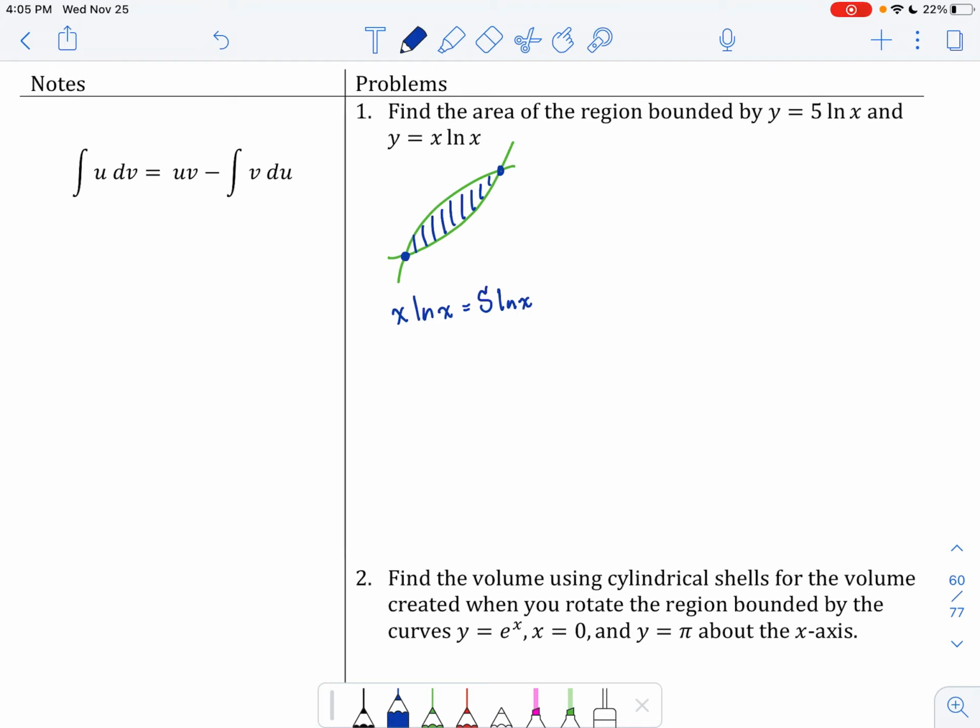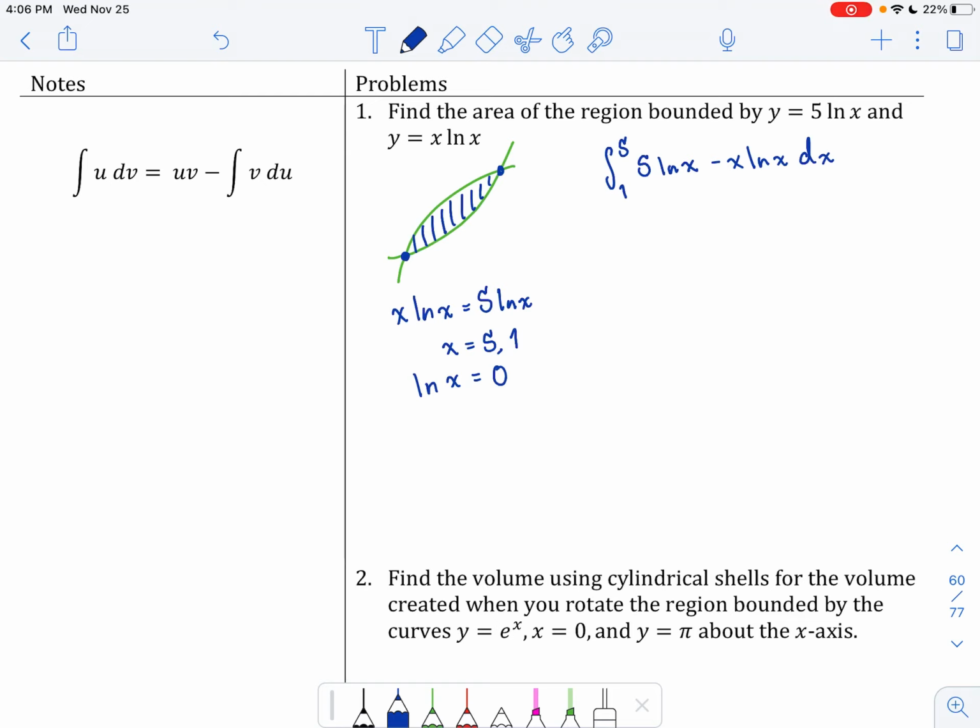It's got two intersection points if you look at the graph. The easy one to find is that if we just cancel out the ln of x terms, we then get x is equal to 5. It will also be equal when ln of x is equal to 0, it will cancel out on both sides since they'll both equal 0. And so then our other point is at x equals 1. So this gives us the bounds from 1 to 5 of our integral. And then the upper curve minus the lower is 5 ln of x minus x ln of x to find the area between the two curves.